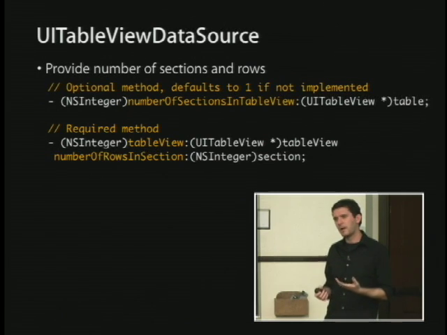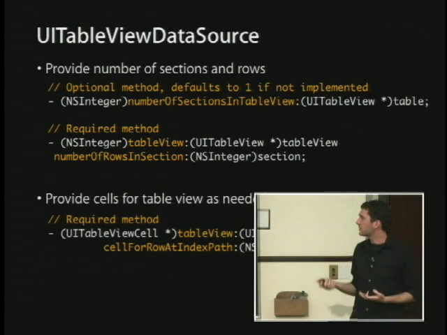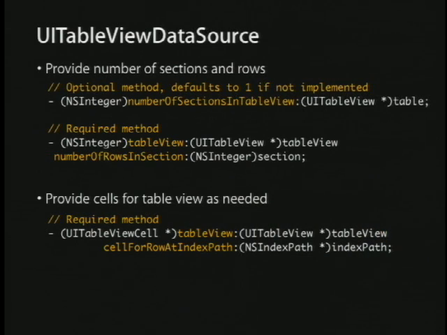So that tells the table view how much to display. We also need a method to tell the table view what to display. For that, we have tableView:cellForRowAtIndexPath:.